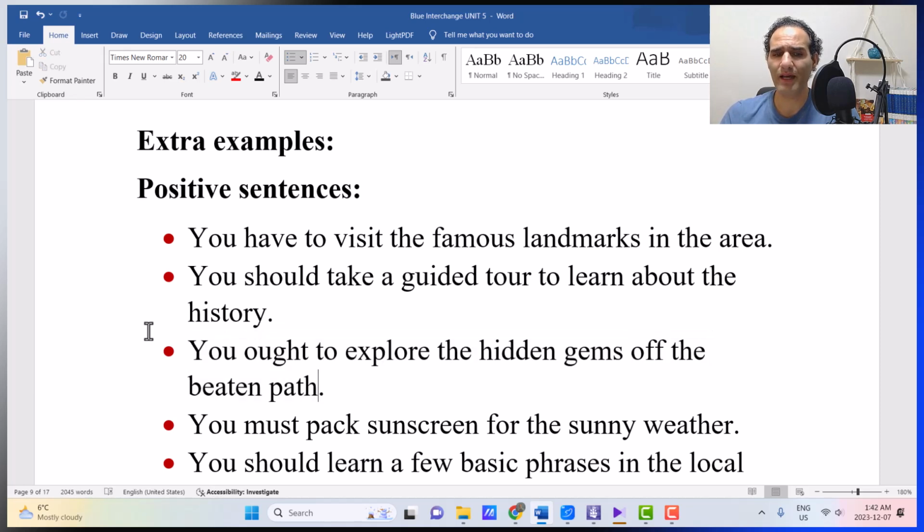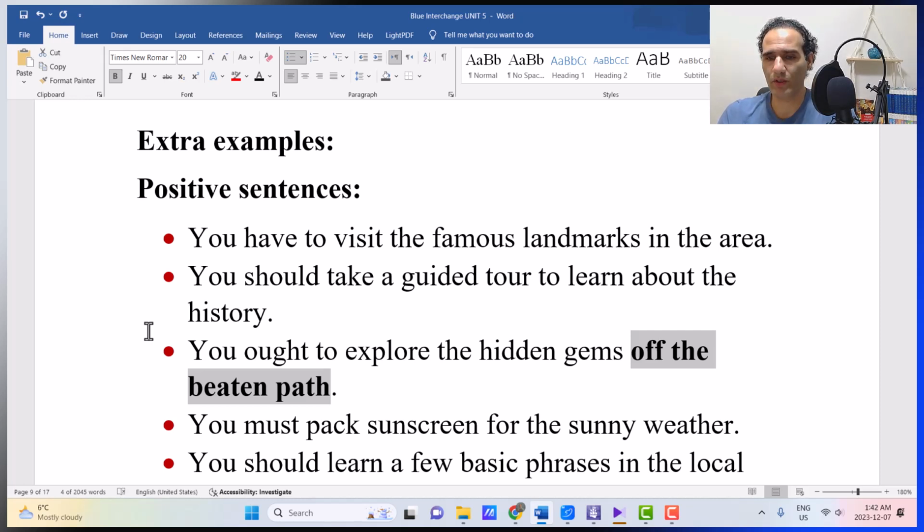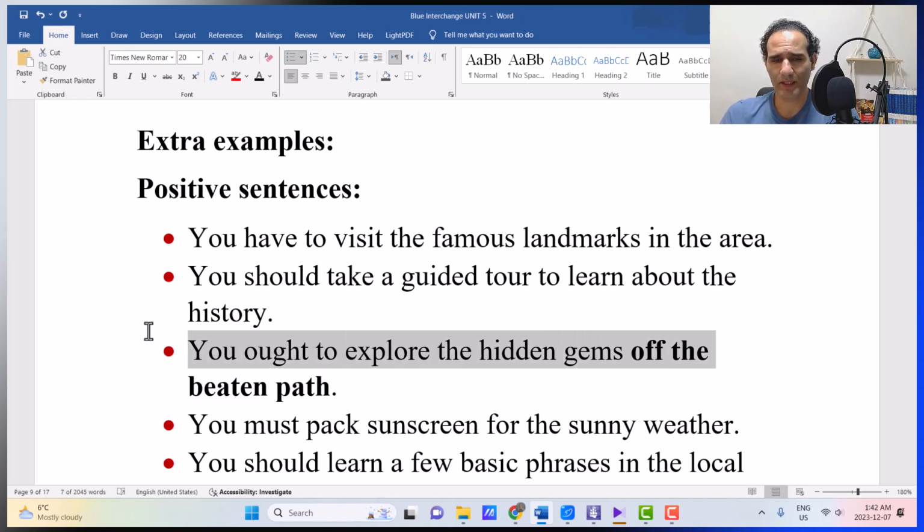Off the beaten path means somewhere different, means unusual, means not something everyone does. So off the beaten path. So you gotta explore the hidden gems off the beaten path.